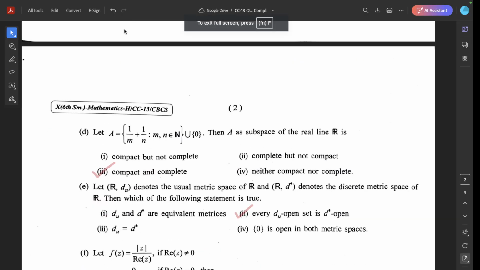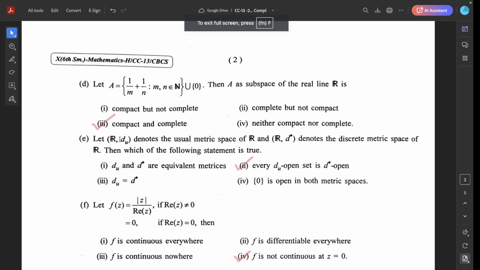Next question E. Let (R, du) denote the usual metric space of the real numbers R, and (R, d*) denote the discrete metric space of R. Then which of the following statements is true? The correct option is: every du-open set is d*-open.